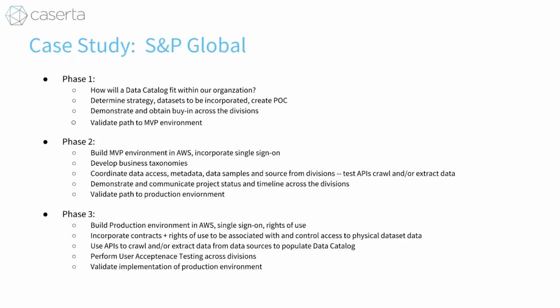As we took that POC and demonstrated it across divisions, we started to get buy-in. As those divisions provided feedback, we built that out into the POC and prioritized those requirements to include in a path to create an MVP. As that buy-in occurred, people started to get really interested in what that catalog might be. And we built that out into an MVP environment, also in AWS, incorporating single sign-on.